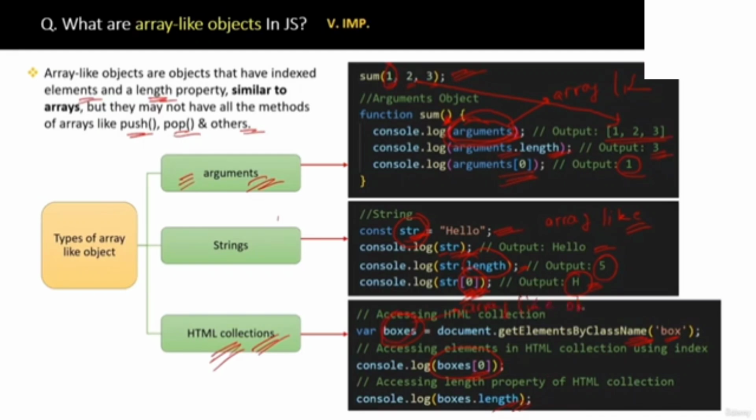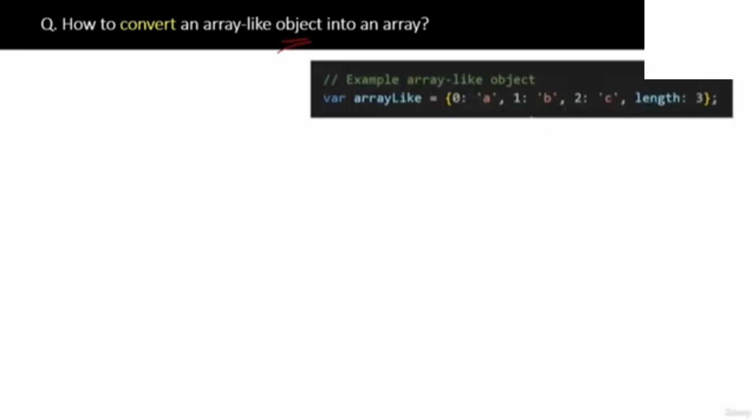What are array-like objects? What are the examples? And how are they different from normal arrays? How do you convert an array-like object into an array? That is the next level question on array-like objects. For example, suppose you have this custom array-like object. This is not an array because we have key value pairs, and it is inside curly braces, not the square brackets of arrays, right?